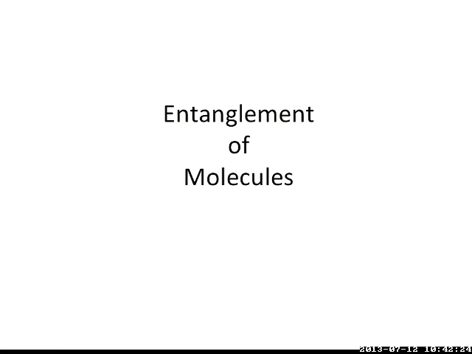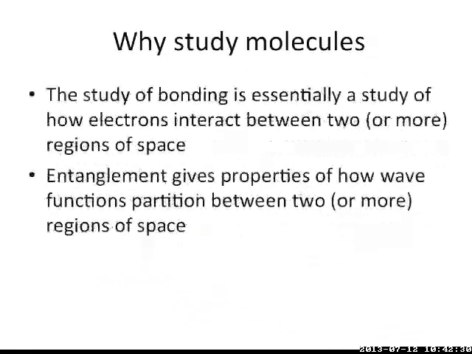So I'm going to tell you about the entanglement of molecules. My intuition, and the reason I was interested in this, is that a lot of the discussion on bonding is about how electrons in different molecules correlate and fluctuate with each other. So the study of bonding is essentially about how electrons interact between two or more regions of space. And spatial entanglement is literally how wave functions are partitioned between different regions of space. So I was interested in whether entanglement was a good way to describe bonding in molecular systems.